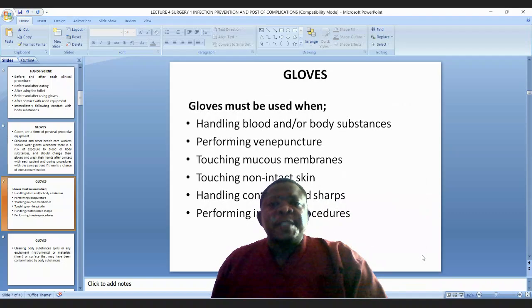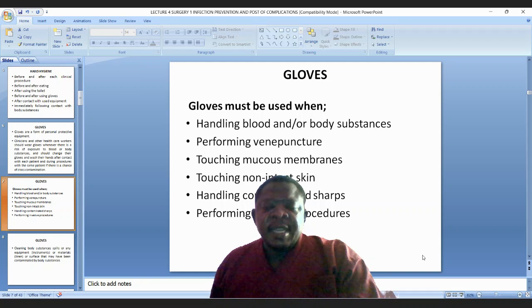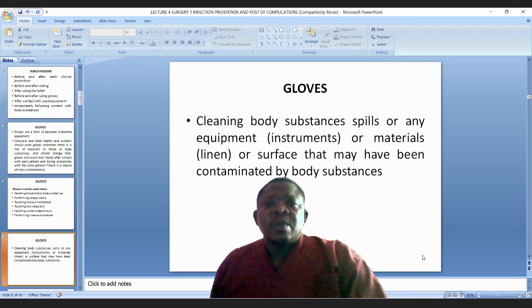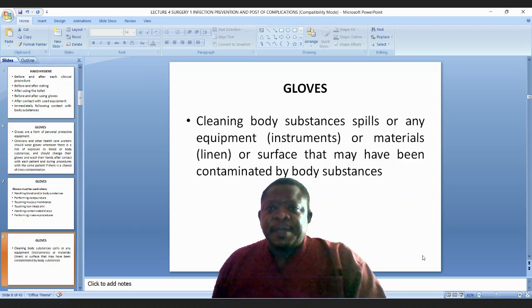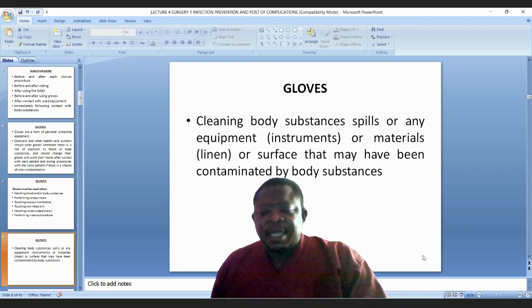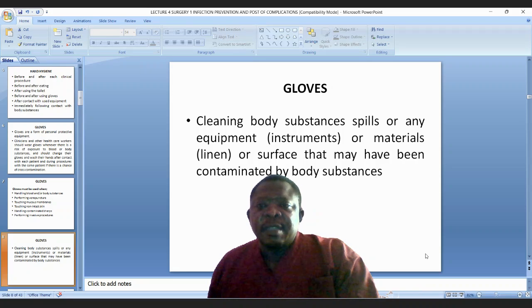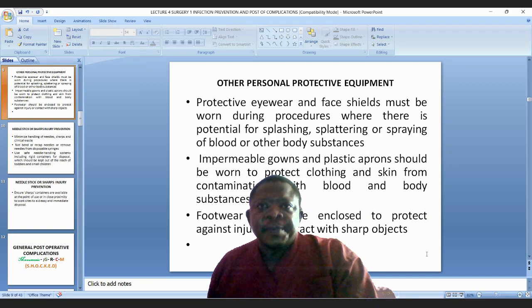So gloves must be used when handling blood or body substances, performing venepuncture, touching mucous membranes, touching non-intact skin, handling contaminated sharps, or performing invasive procedures. Gloves can also be worn when cleaning body substances that spill onto any of the equipment, materials or surfaces that may have been contaminated by body fluids or substances.